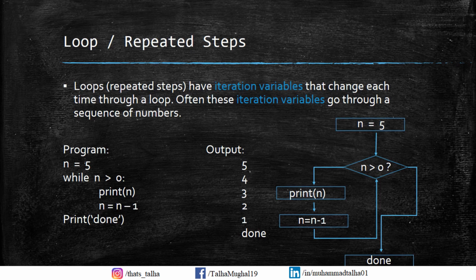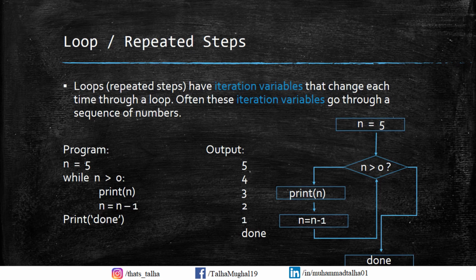Now in our case, the condition is n greater than 0. The value of n is 5 and 5 is obviously greater than 0. In that case, the program will move into the body of the loop and according to the first line, it will print out the value of n. And after that, it will move ahead and subtract 1 from the value of n. And the new value will be updated in the n variable.